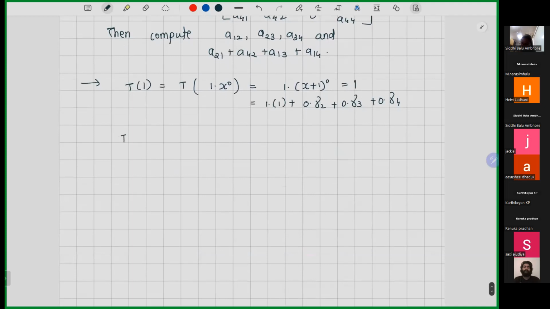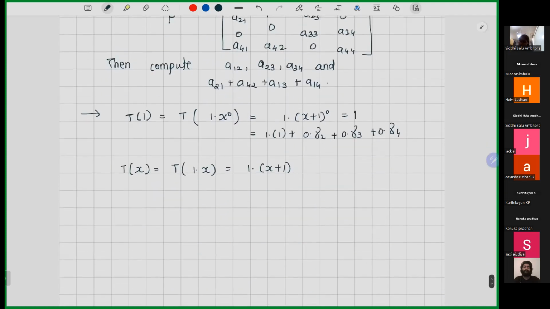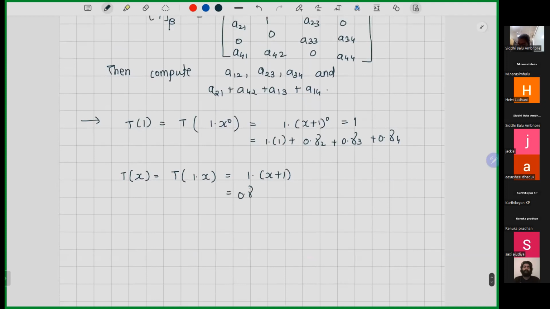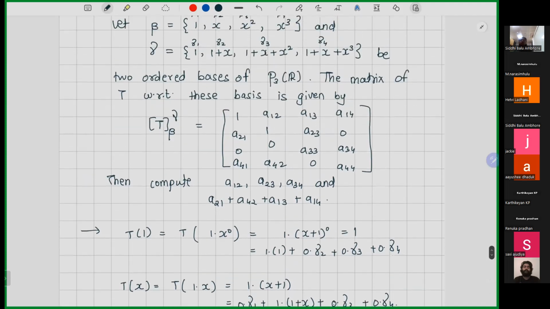And similarly, if I want to express T of x now, it is T of 1 dot x. And now it will be 1 dot (x+1). And if I want to express this in terms of gamma, then it will be 0 dot gamma 1 plus 1 into (1 plus x) plus 0 into gamma 3 plus 0 gamma 4. Any doubt here? I'm just expressing this in terms of gamma. So gamma is this: 1, 1 plus x, 1 plus x square, oops, here it is 1 plus x cube.